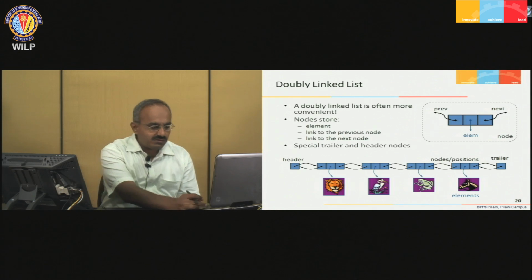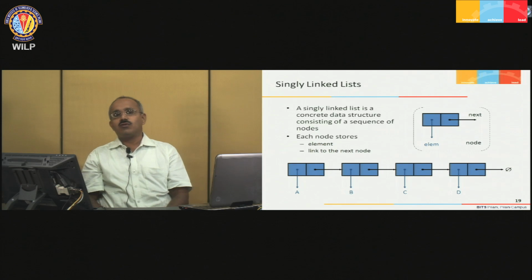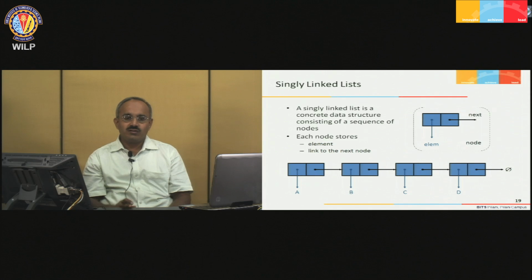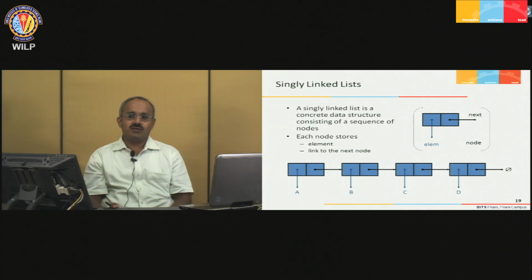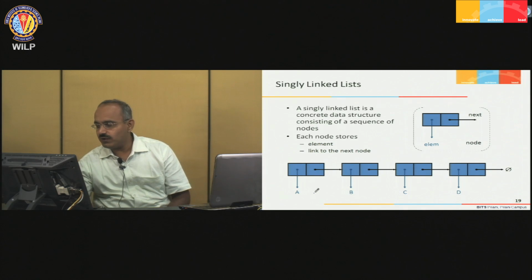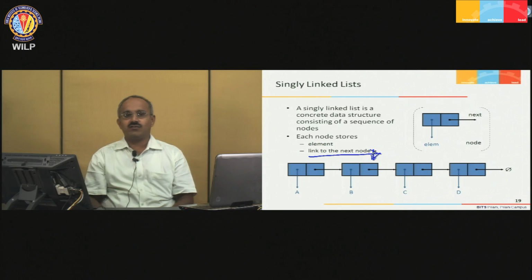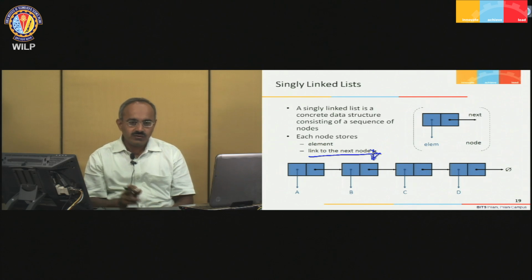In a single linked list, there is a disadvantage in the sense that every node just knows what is the next node in the list. So that means you can traverse only in one direction. So if I look at traversal, your traversal is only in this direction in a linked list.